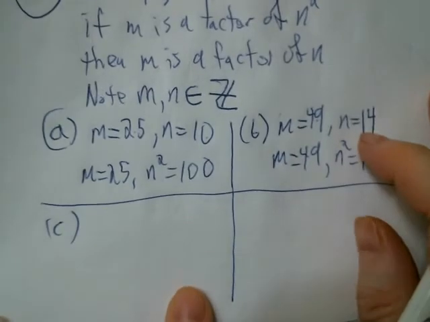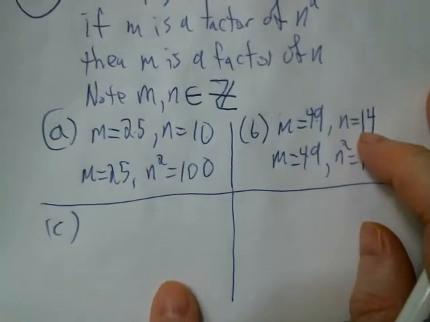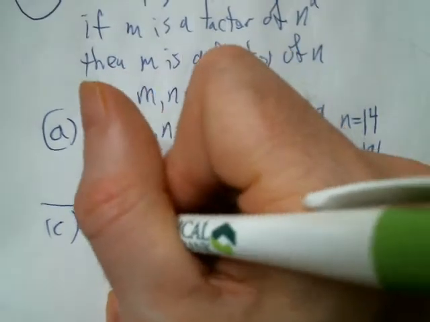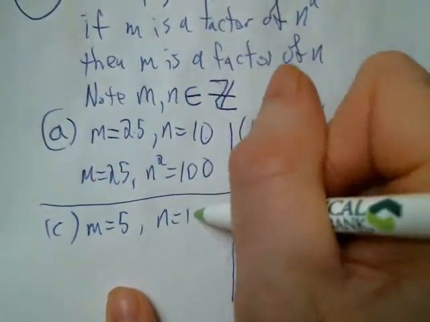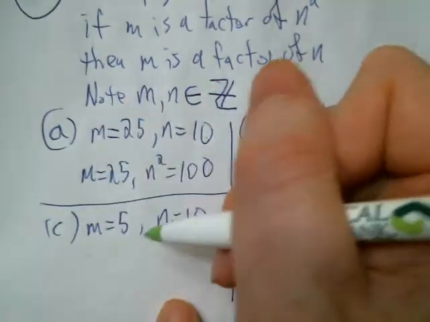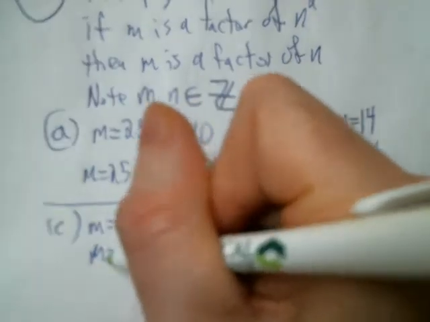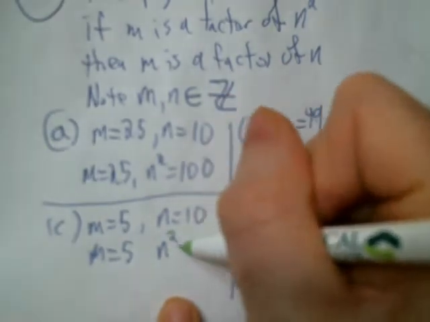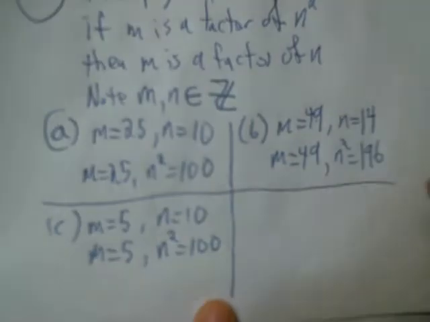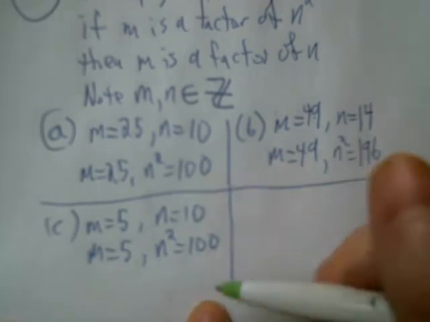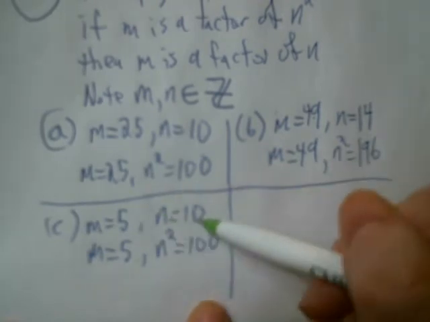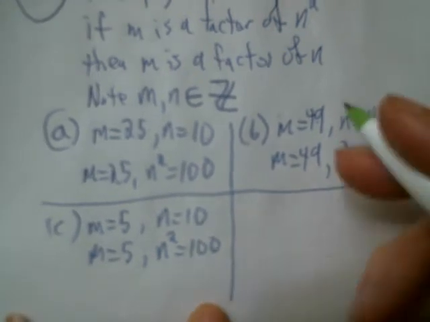Explain why r of mn is true if m equals 5 and n equals 10. So we have m equals 5 and n equals 10. Okay, so let's look at m and n squared. M is 5, n squared is 100. So in this case, 5 is a factor of 100, and also 5 is a factor of 10. So it works in that case.